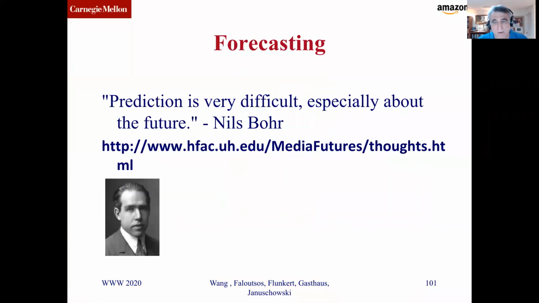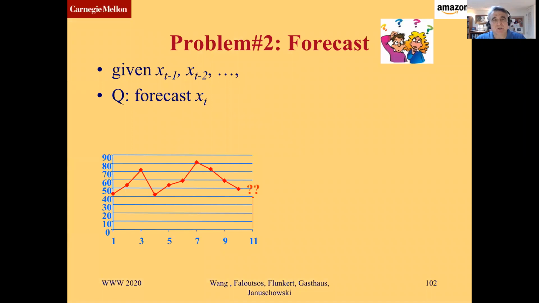One of the favorite jokes: prediction is difficult, especially of the future, by Niels Bohr. So the problem is the one we mentioned at the beginning. Given a time series, let's say temperatures over the past 10 days, forecast what will happen on the 11th day.